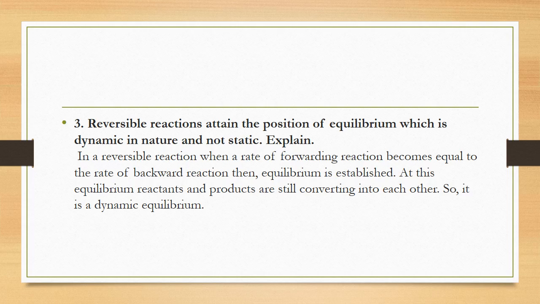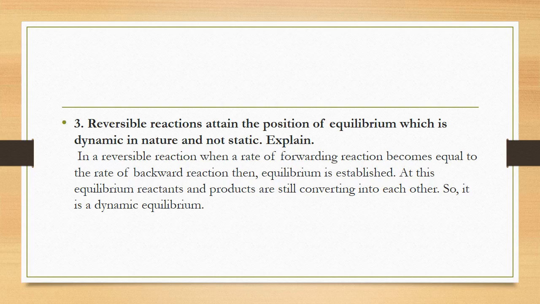One thing is very important before starting this: reversible and irreversible reactions. If the reaction proceeds in both directions, reactant converted into the product and product converted into the reactant, then it is called a reversible reaction. Irreversible reaction, when reaction goes in one direction, reactants are totally converted into the product. So reversible reactions which proceed in both directions attain the position of equilibrium, which is dynamic in nature and not static. One thing is very important: the reaction is not stopped.